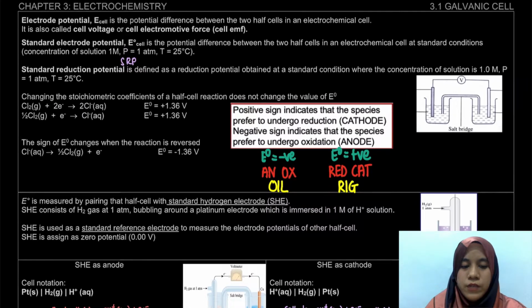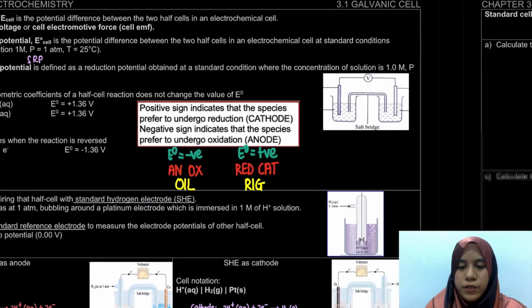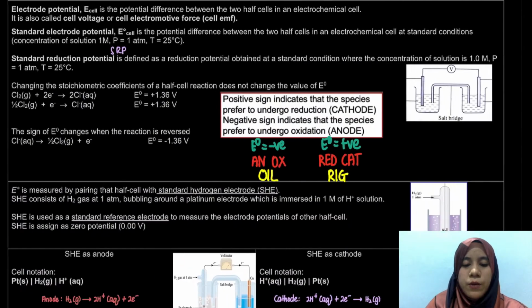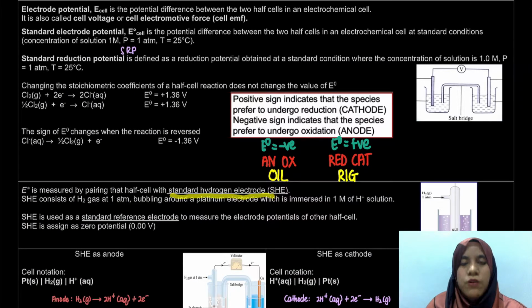So now let's look at SHE, the standard hydrogen electrode. Here it mentions that E0 is measured by pairing the half cell with the standard hydrogen electrode. From here, as we can see, we know the E0 value for many species, for example copper, zinc, magnesium, silver, cobalt. So how do we get this E0 value? Each of them has a different value. It's actually when we pair this half cell with our standard hydrogen electrode, or SHE.